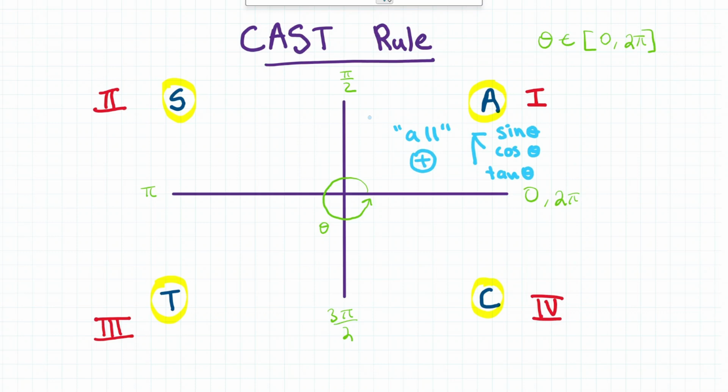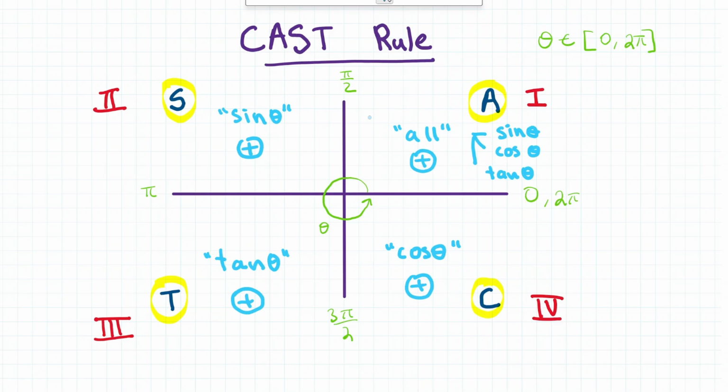Moving on to the S side, that represents our sine theta. So only the sine is going to be positive in this quadrant. T represents our tan theta, so only tan is going to be positive in this quadrant and all the other ratios are going to be negative. And lastly, C, I think you can guess what it will be, is cos theta, and that means that only cos theta is going to be positive in quadrant 4.